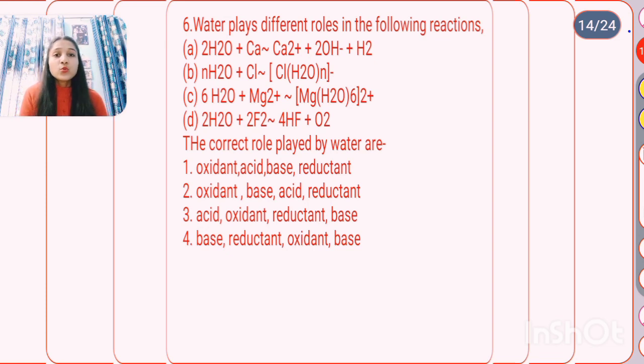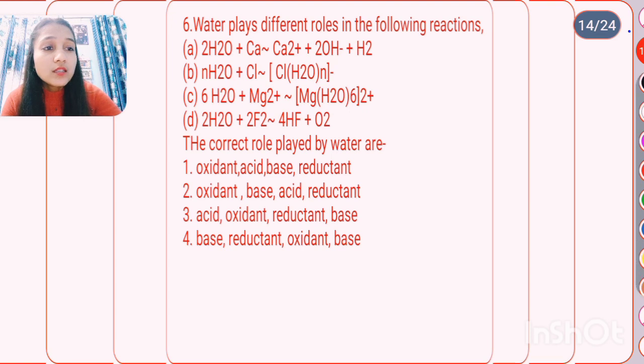Now come to the next question, the sixth question, which is very similar to the last question. Water plays different roles in the following reaction. We have to tell the different roles played by water in the following reaction. The first case is with Ca. We know that with Ca, water behaves like an oxidant. So the answer will be like first or second.